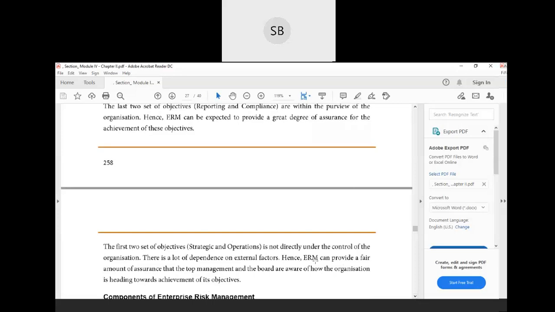So ERM can provide a fair amount of assurance to the top management and the board, making them aware of how the organization is heading towards its achievements. Using this in this pandemic, the online classes are going on, right? Everything is being reviewed. So why are we recording the videos and uploading them? So that the top management can monitor it and be aware of it. We are even giving the attendance over here, and in the Google Drive, and in the iNurture part also, so that they can monitor it and be aware that whatever decision they took for the online classes is going in a proper way.